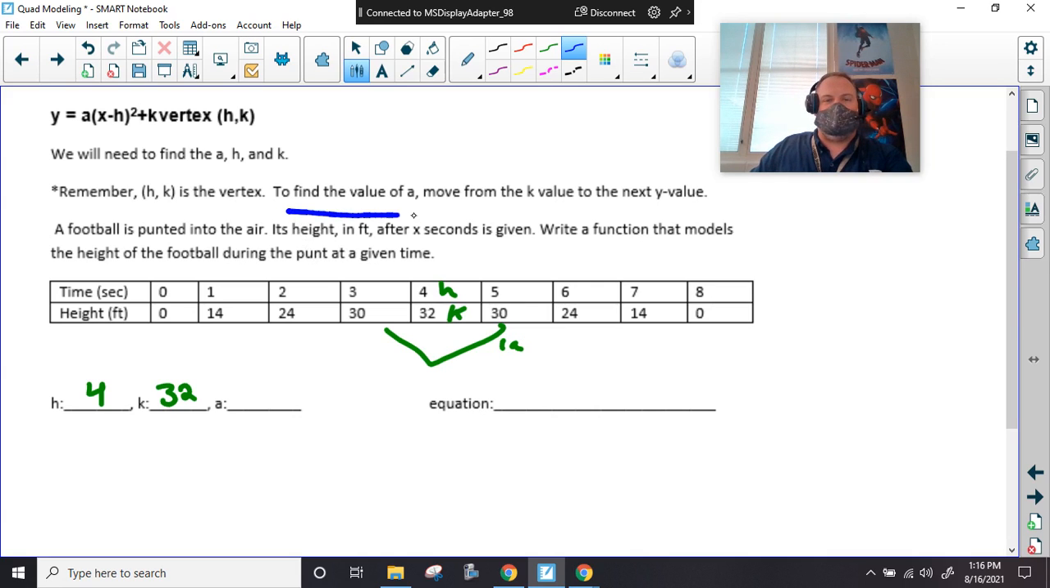All right. To find the A value, go from K to the next Y value. So I'm at 32. How would I go from 32 to 30? Yeah, that's it.